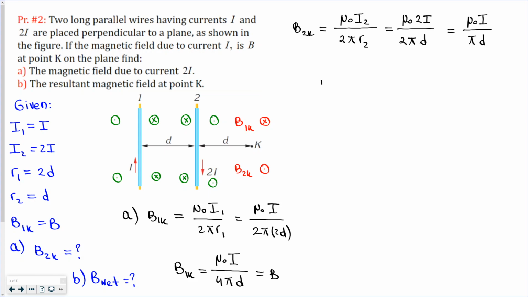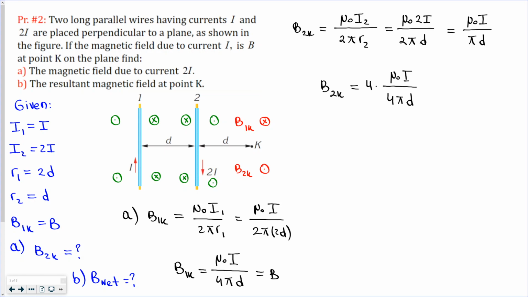Now B2K, let's write in a more convenient way: 4 multiplied by mu 0 I over 4 pi D. Why do I write it like this? Because nothing has changed actually. Here the two 4s can be cancelled out and it will be equal to 1. So something multiplied by 1 is equal to that thing.